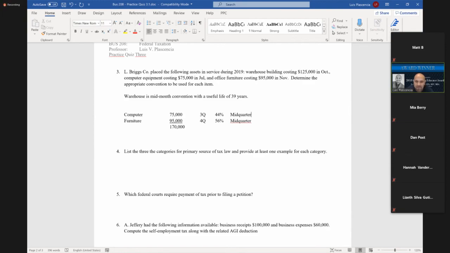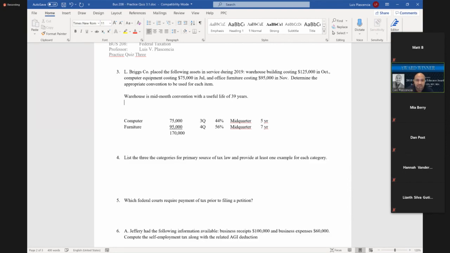That's the mid-quarter convention. By the way, computers are 5-year, are 7-year. I'm not going to expect you to memorize it, but we are going to use the tables right now. All right, any questions so far on the conventions? Because now we're going to do some of the computations. Okay, warehouse is 39 years.